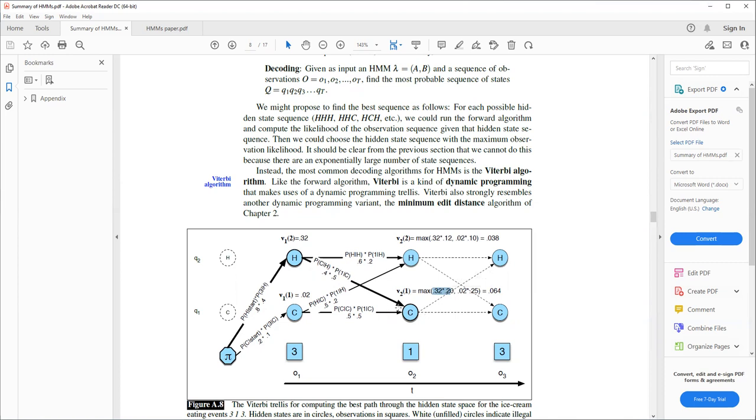To find which hidden state was followed to reach this cold state in V2, the answer is that we started off in hot and then we went to cold, right? It's not cold to cold, because that path has a lower value as compared to this path. And it is just a comparison. So for example, for cold, what I need to do is, first let's compute the value here.